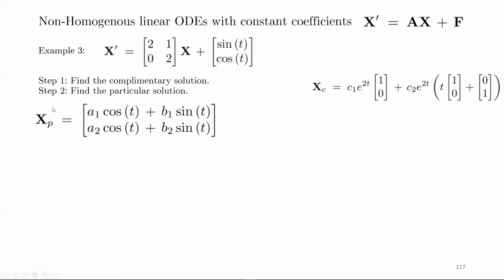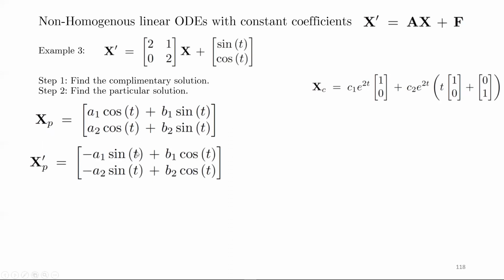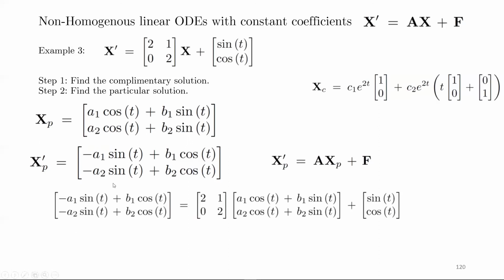Okay. So now, because I want to use this solution in my non-homogeneous ODE, I need to calculate the derivative of xp. But that's pretty easy because the derivative of cosine t is just minus sine t, and the derivative of sine t is just positive cosine t. Okay, so now I can use these two vectors in my ODE: xp prime equals A times xp plus f. So this left-hand side here is xp prime, equals A times the vector xp, plus the non-homogeneous vector f.